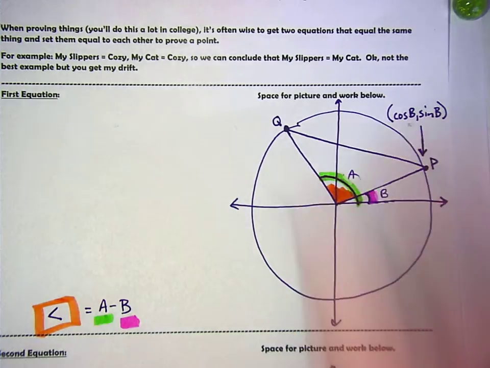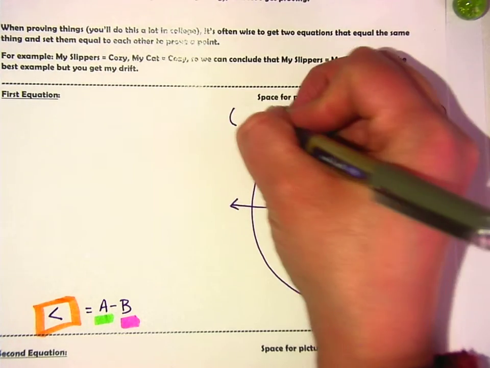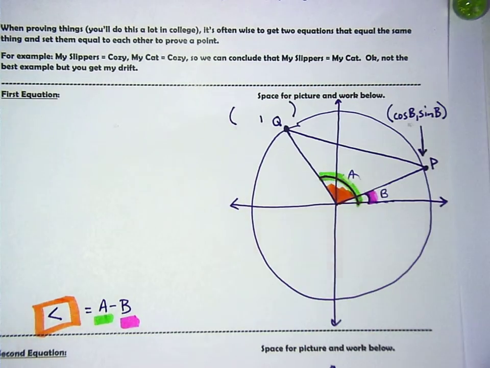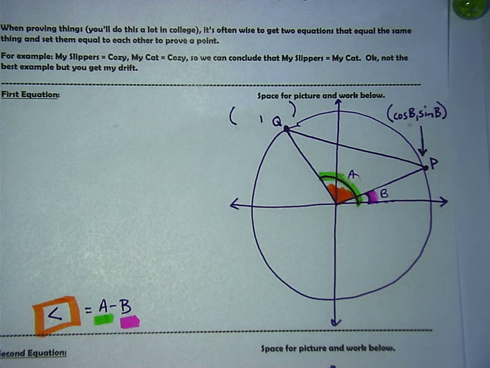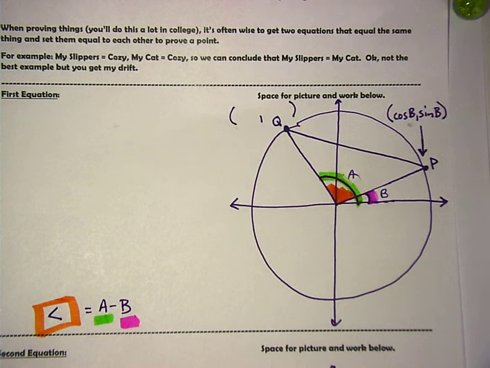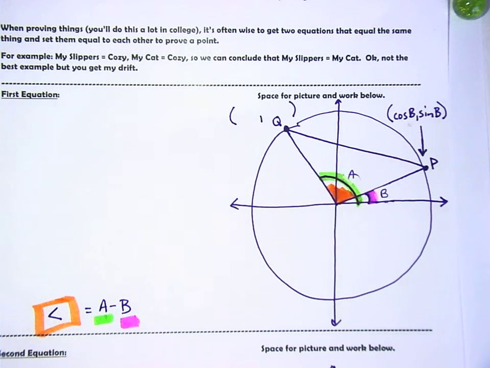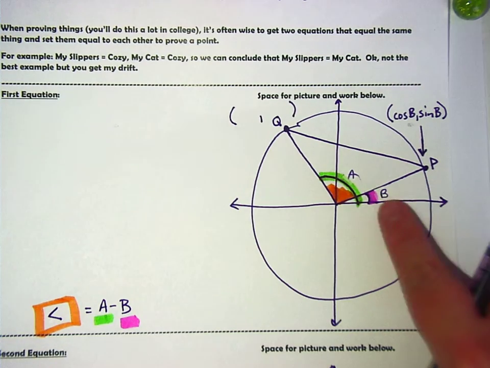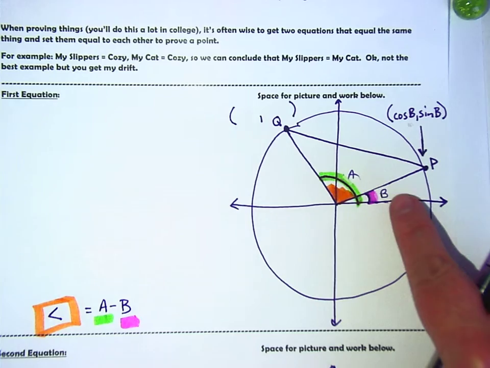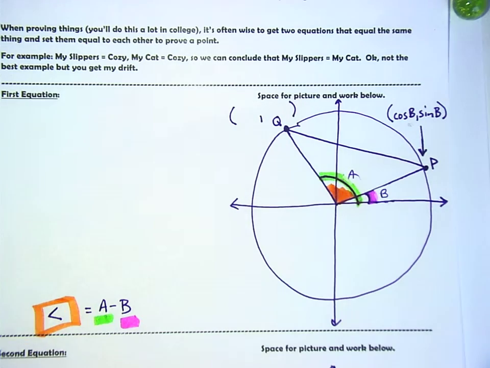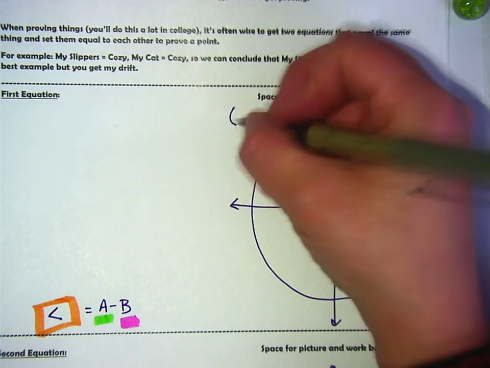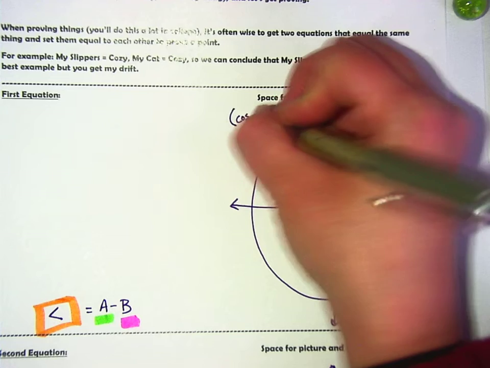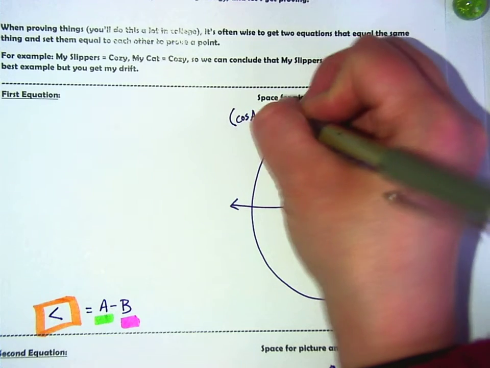Can anybody tell me what Q is going to be if I wrote it as a point? Close, but remember, this one wasn't cosine of P, it was cosine of B because it's talking about the angle, right? So what's the angle that's associated with Q? A. So this one's cosine of A and sine of A.